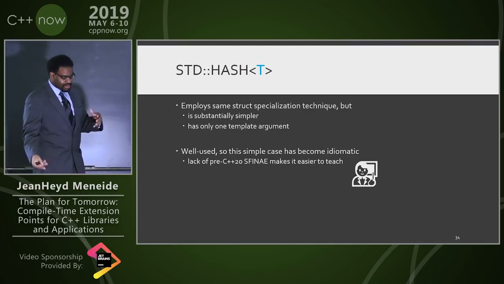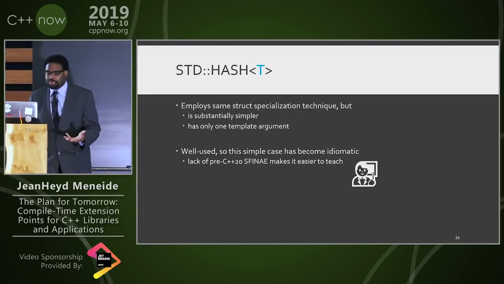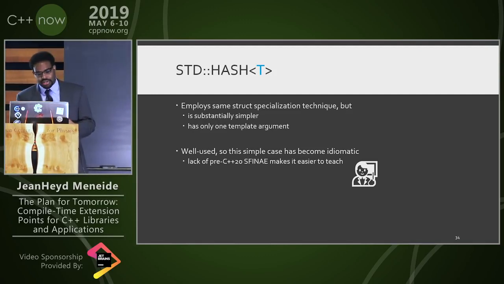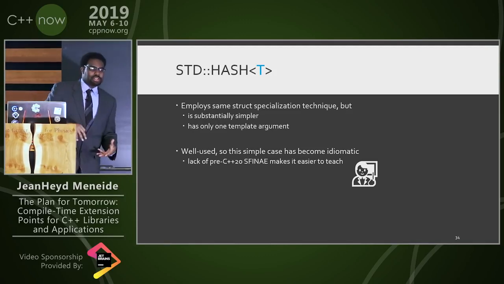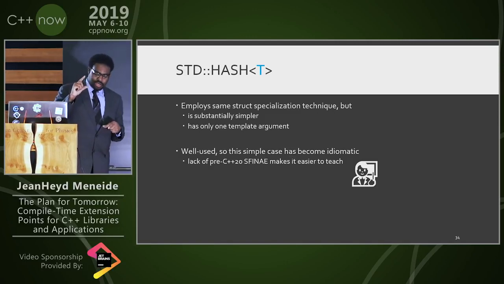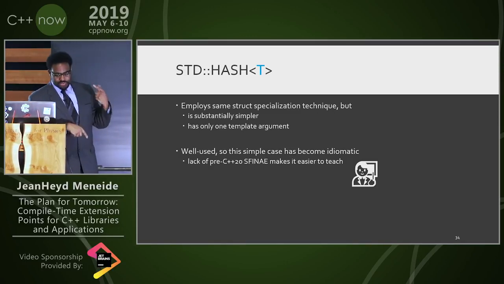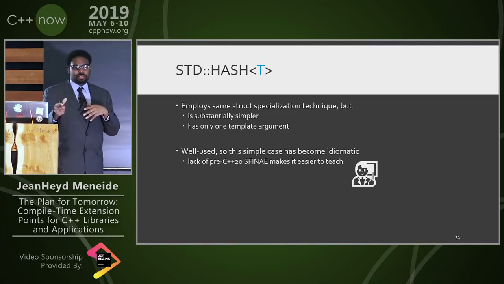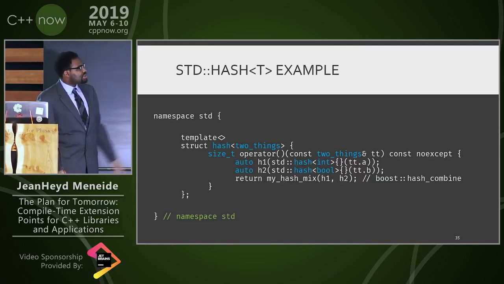So let's talk about another extension point that's a little bit simpler than the one we just talked about. This is std::hash. It employs the same struct specialization technique, but it's actually substantially simpler. It's very useful that it's substantially simpler, because the lack of a SFINAE parameter meant that you could only match this strictly on certain types, right?